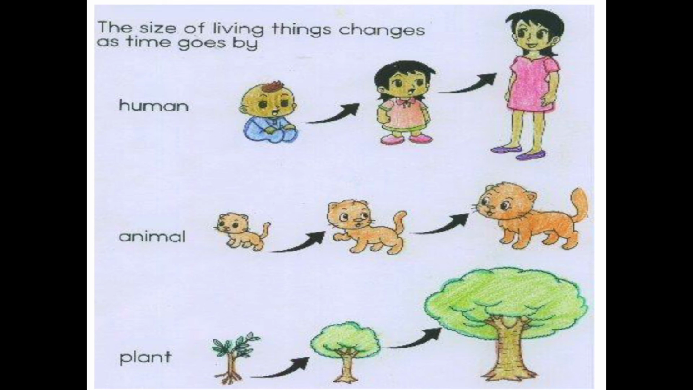In the same way, you can see the size of a living thing changes as time goes by. For example, if we talk about humans, there is a baby, and then it will become an adult, and then it will become a mature one, a young lady, and after that an old lady, and then at the end she will die.